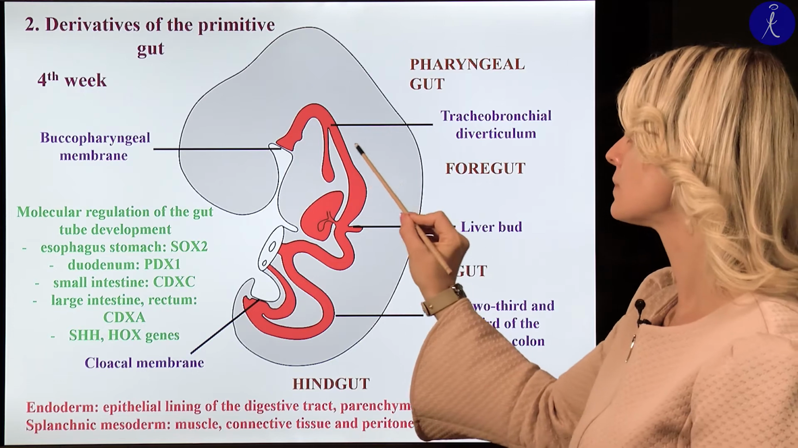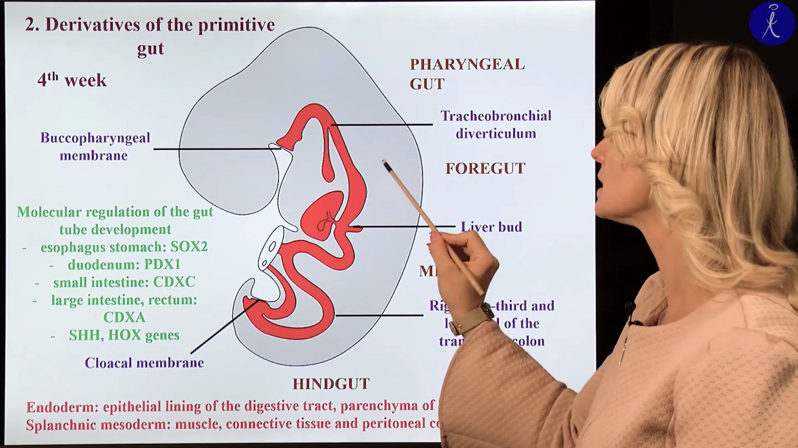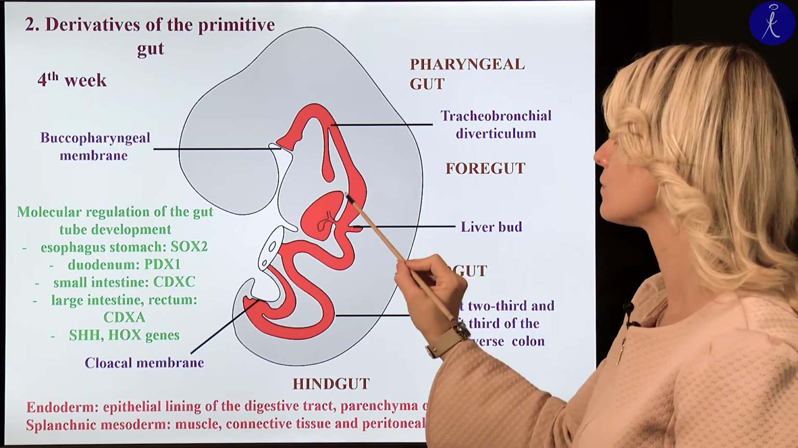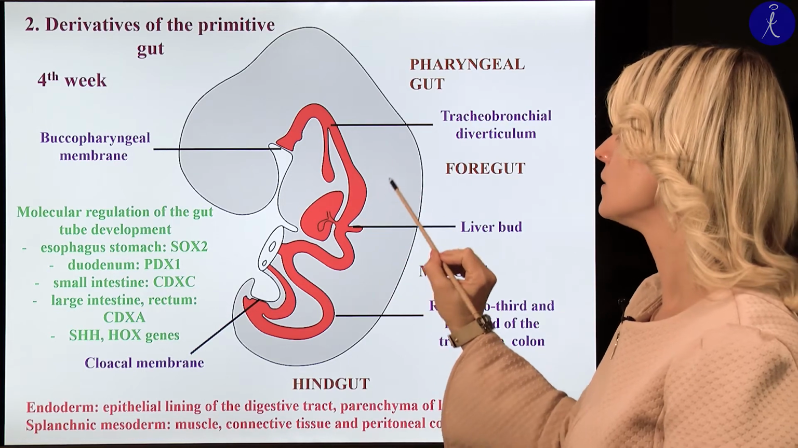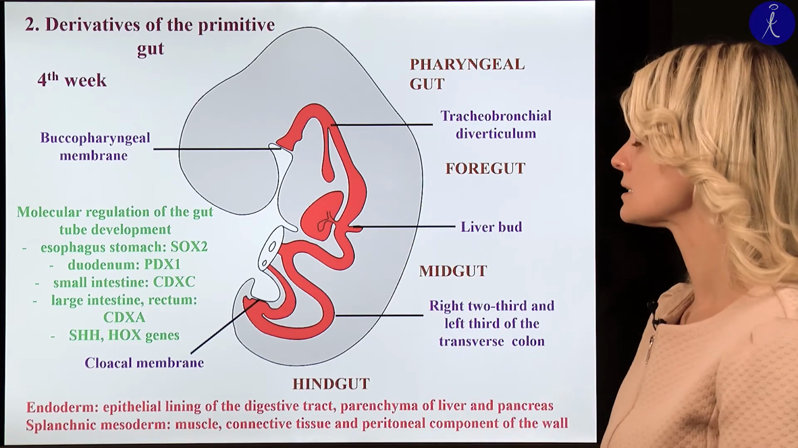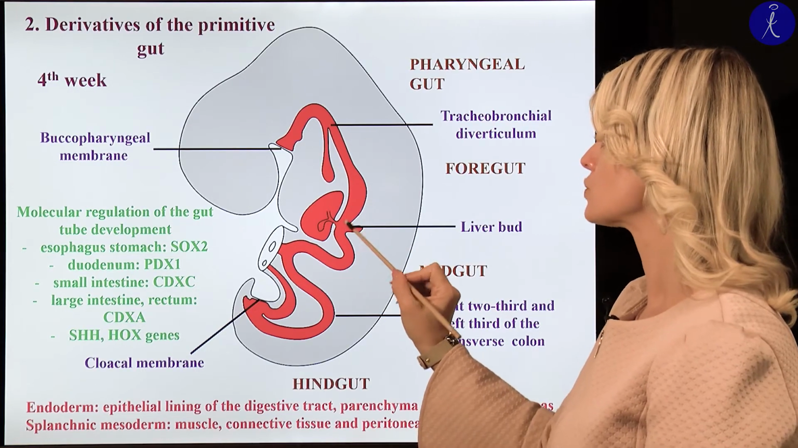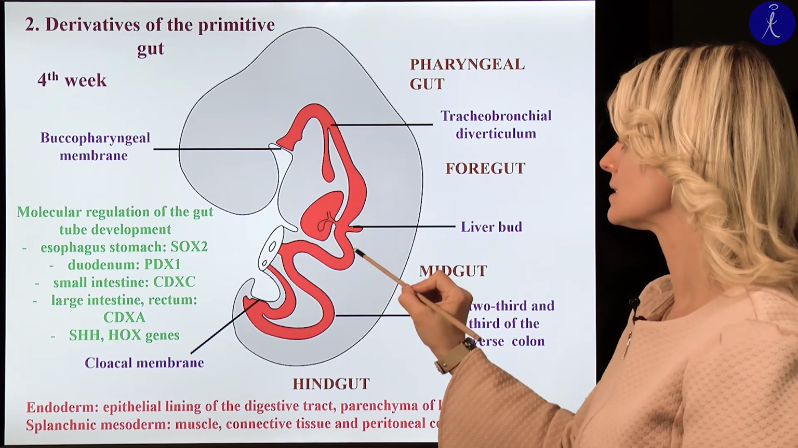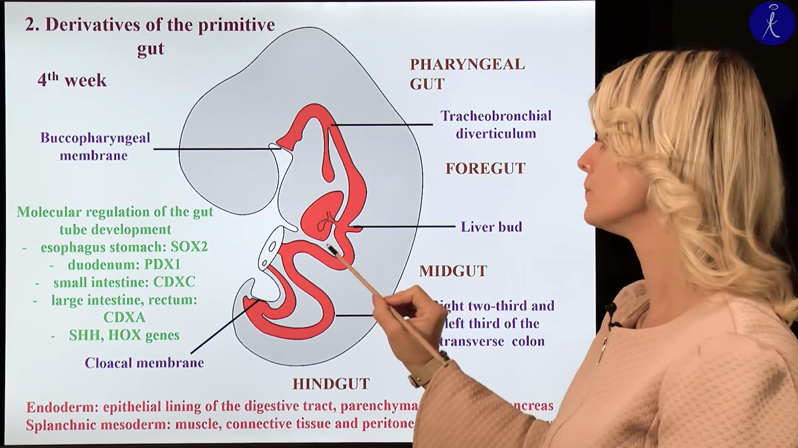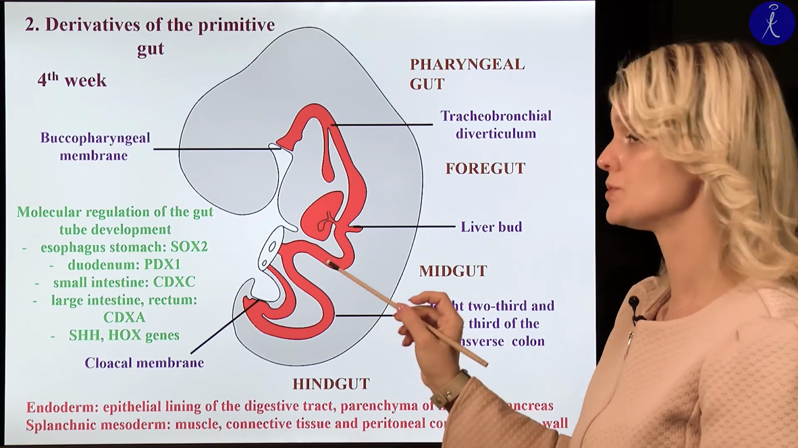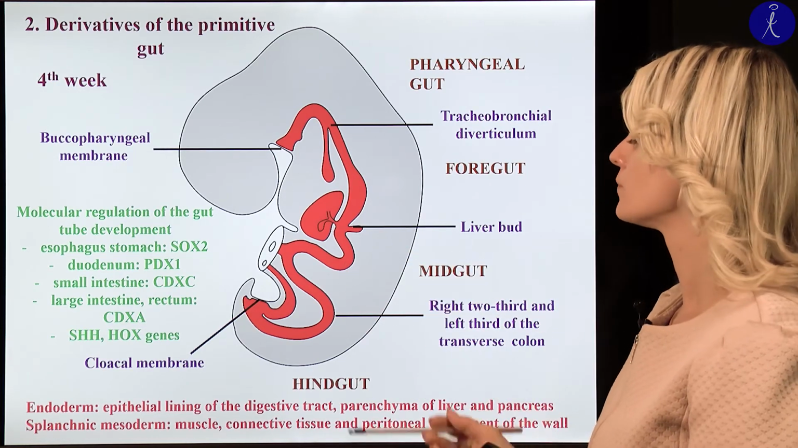Now, in this presentation, I would like to show you the development of the other parts of the foregut: the stomach, the liver, the gallbladder, and the pancreas. Next is the midgut, which will contain the distal part of the duodenum, the ileum, the jejunum, the cecum, the ascending colon, and the 2/3 of the transverse colon. This part will develop from the midgut.